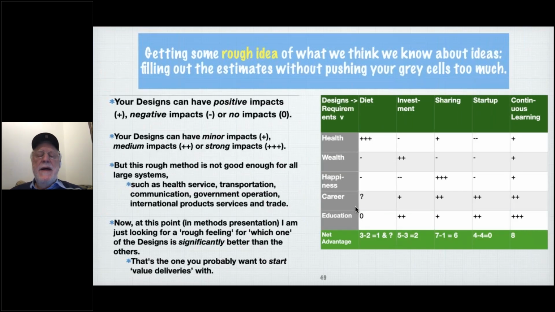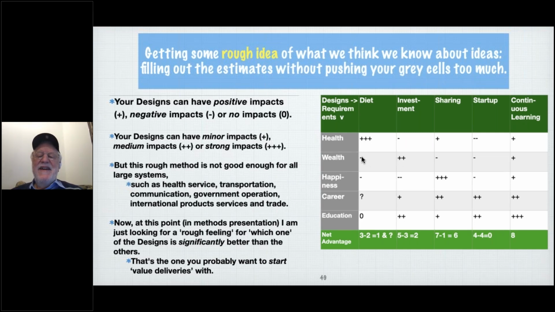So now, going one step further, let's introduce a simple language for saying what the effects are. So plus means it moves us in the right direction, and double plus means it has pretty darn good effect, and triple plus means it has awesome effects.